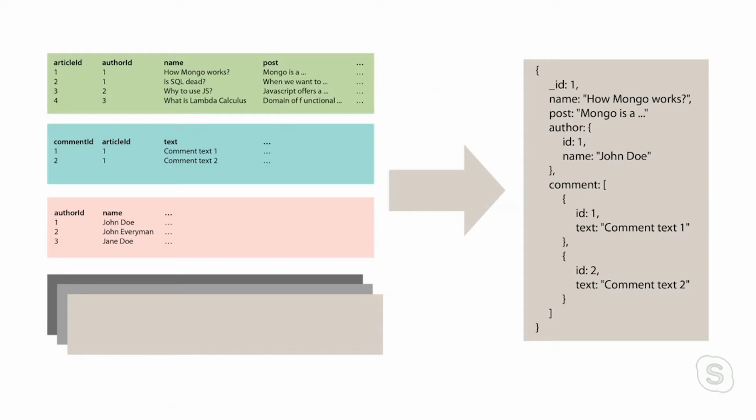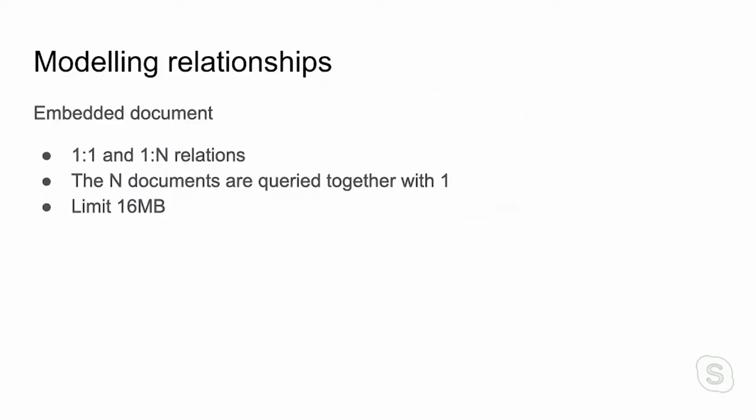All right. So there are two ways you can structure data. First is embedding. The second is referencing. Embedding documents is really useful if you've got one-to-one and one-to-n relations. And when you've got one-to-n relations, when you query for the one document, the n documents are queried together with the one. And of course, if you're embedding these documents together, the document can become bigger and bigger, but you have to think about the limit, which is 16 megabytes.